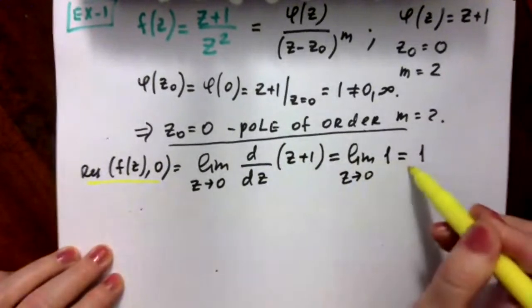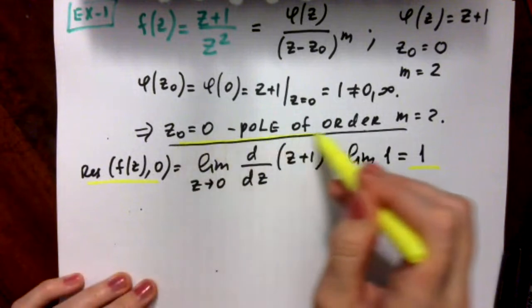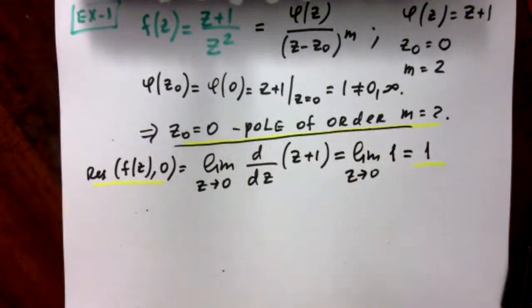So the residue of our function is equal to 1, and the type of singularity is a pole of order 2. As you can see, in some beautiful cases, this task can be solved relatively quickly. We didn't have any problem solving this task at all. Okay, let's move to another example. We need at least 2 or 3 examples.